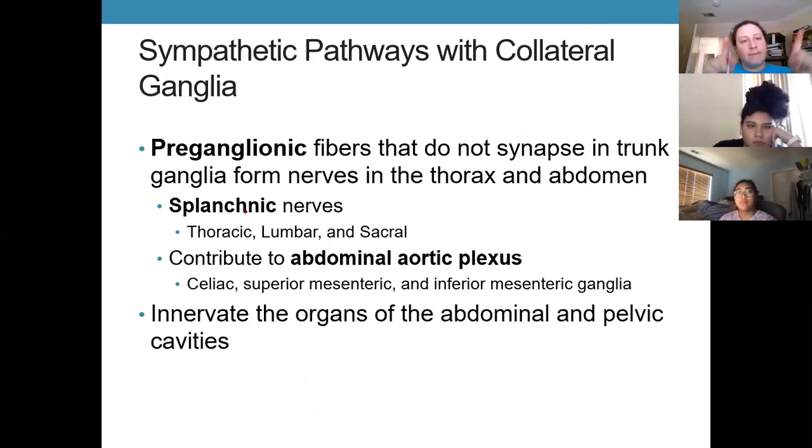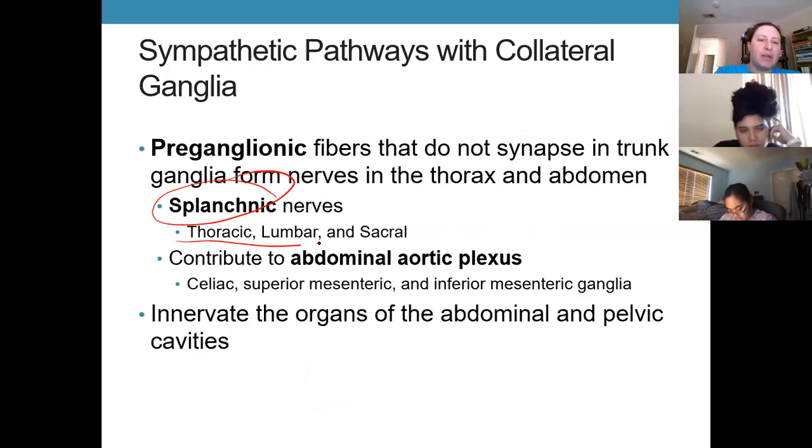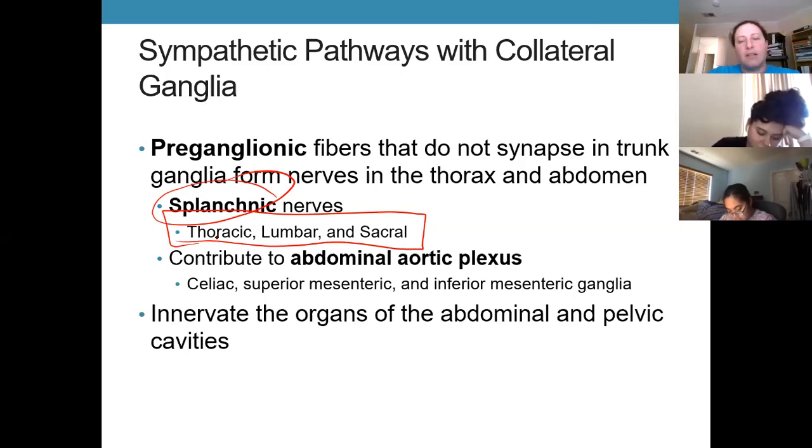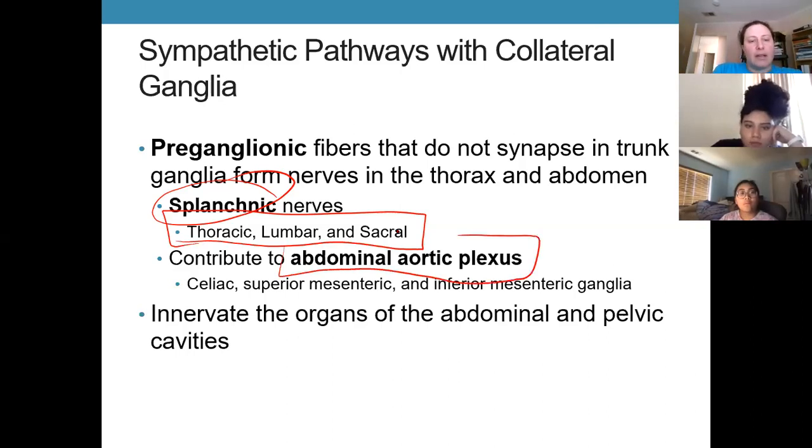So the nerves that are formed by the fibers that wait to synapse until they get into the collateral ganglia have specific names for some weird reason. They're called splanchnic nerves. There's 3 of them. You don't really need to know that part, but there's 3 of them, and they contribute to this giant mass of nerves called the abdominal aortic plexus. It has a bunch of different ganglia. It then gives off a majority of the nerves that actually go to the organs of the abdominal and pelvic cavities.